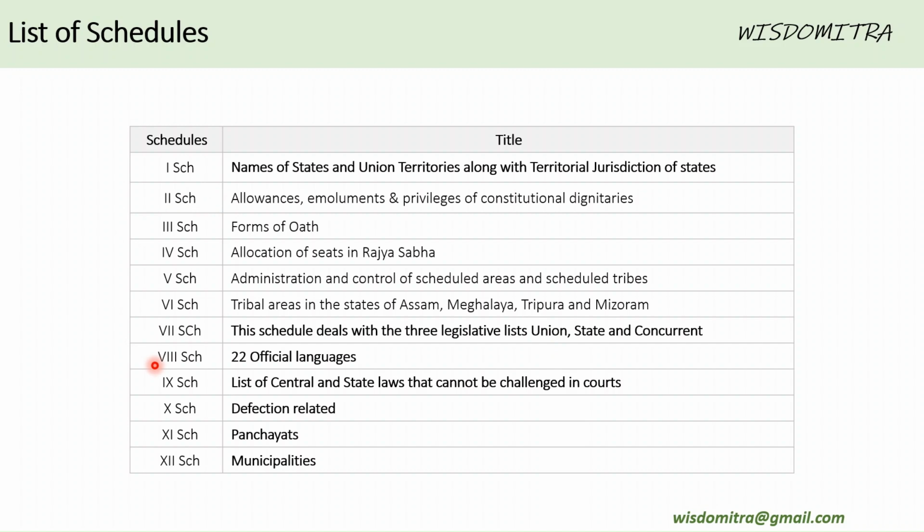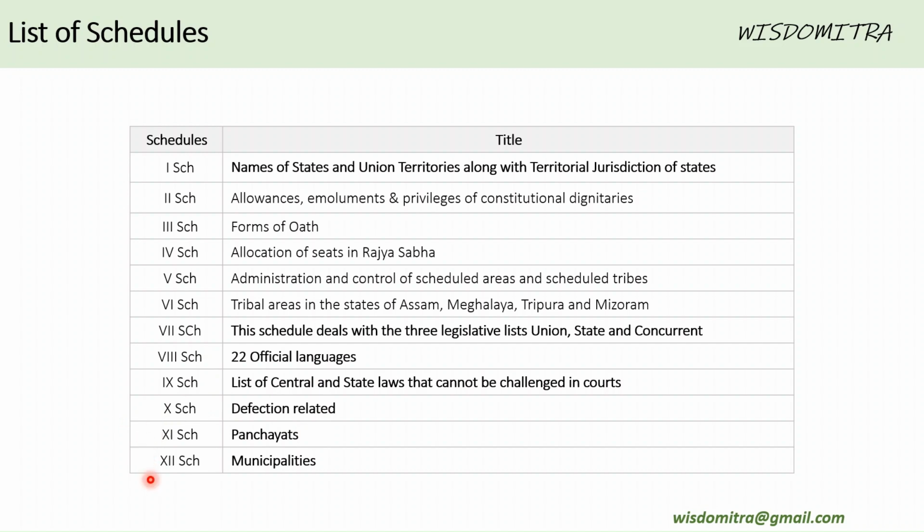Schedule 8, it talks about the official languages. Schedule 9, the list of center and state laws that cannot be challenged in courts. And then Schedule 10, it's about defection. If a particular member of parliament doesn't follow his or her party line, that's called defection, and this has been added much later, during the time of Mr. Rajiv Gandhi again, and that's defection related. So we'll discuss that when we go there.